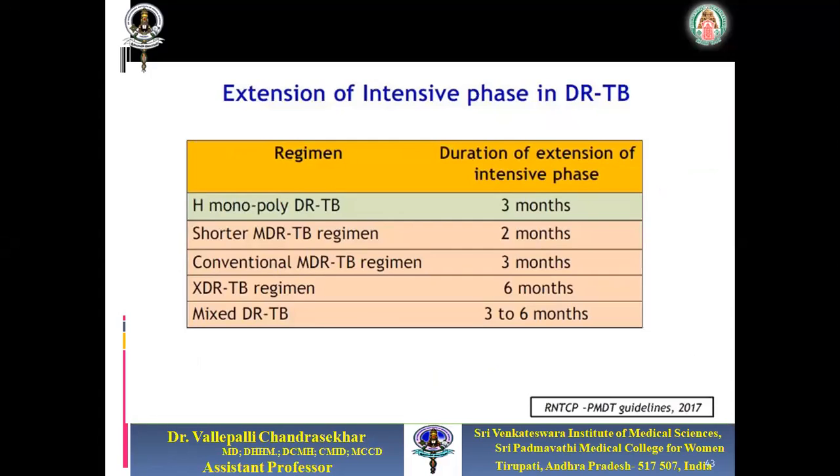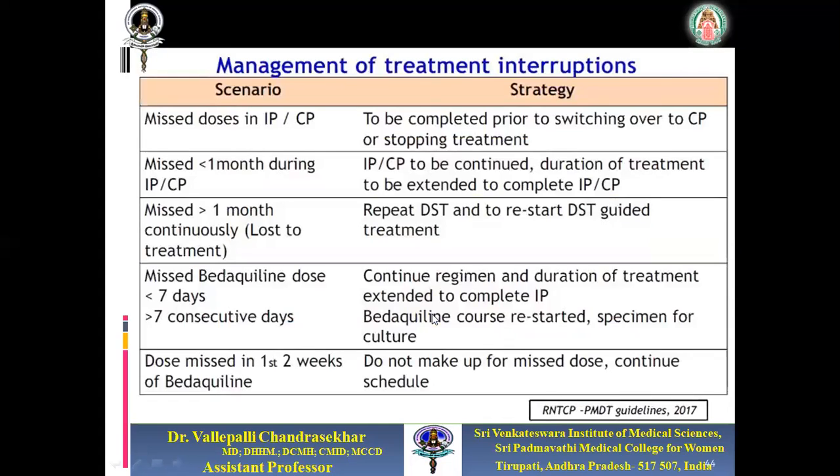There will be some extension of the intensive phase in drug-resistant TB when compared to the normal TB treatment. In the shorter TB regimen, it is extended by 2 months. The conventional MDR TB regimen will have the intensive phase extended by 3 months. XDR means we will extend it by 6 months. Mixed drug resistance is extended by 3 to 6 months.